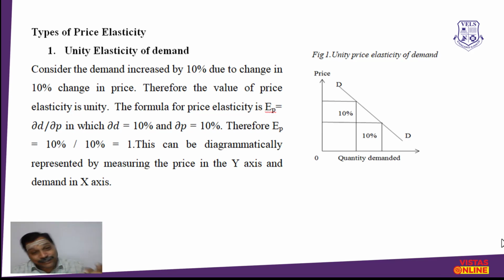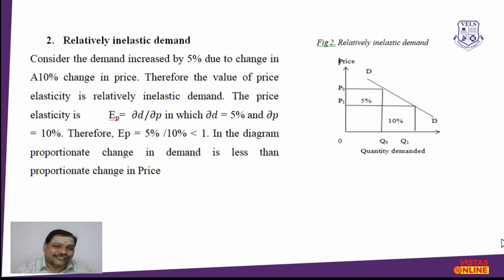We can represent this diagrammatically by measuring the quantity demanded on the horizontal axis and price on the vertical axis. Then the demand curve gives a 10% shift in the demand as well as price. When these two changes are equal, then we call it unitary elasticity. Then what is the second type? Relatively inelastic demand.